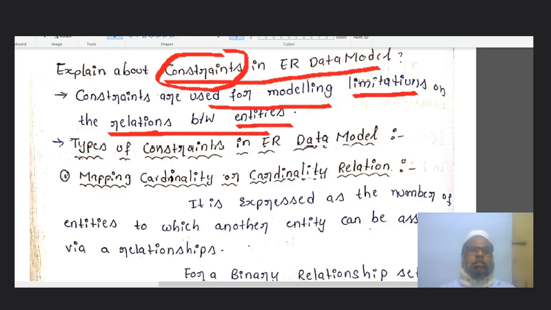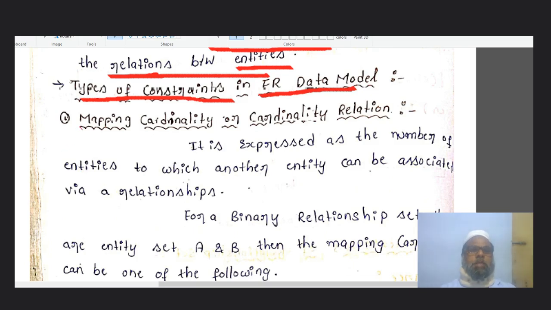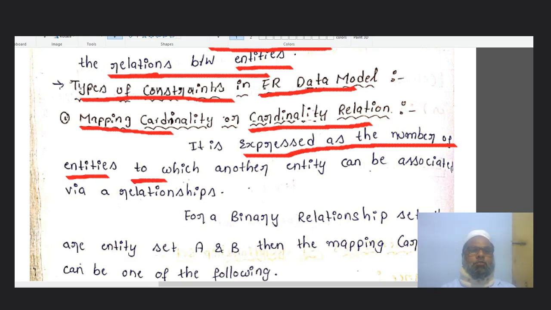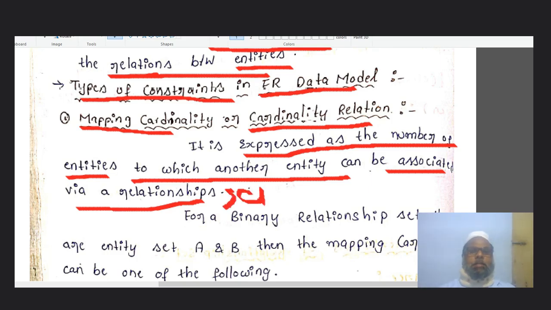Next we'll discuss the types of constraints in the ER data model. The first one is mapping cardinality, or cardinality ratio. It expresses the number of entities to which another entity can be associated via a relationship set. Here, the cardinality ratio expresses the number of entities associated with another entity set via a relationship set. This is called cardinality ratio.